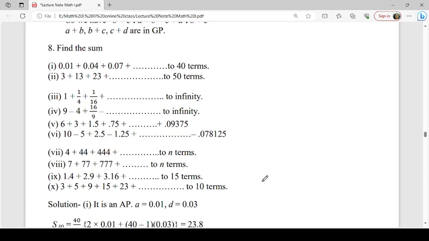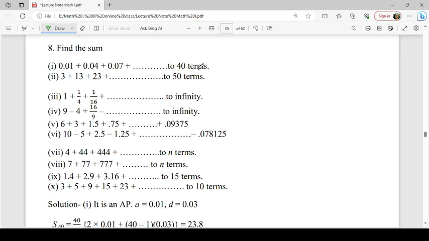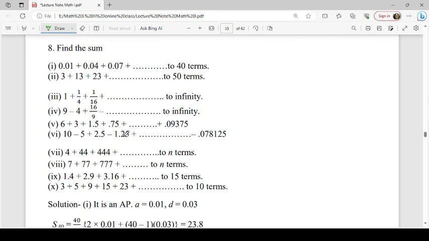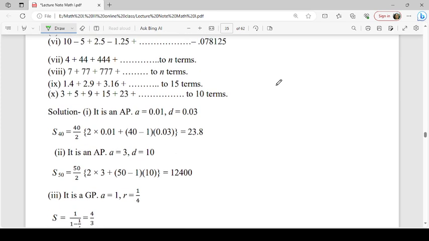Then to find this sum, I have the Sn formula. This is an AP, where D is 0.03, A is 0.01, and S40 is n by 2 into twice A plus n minus 1 into D. Then this is also an AP, 3 is A, 10 is D, and n is 50.